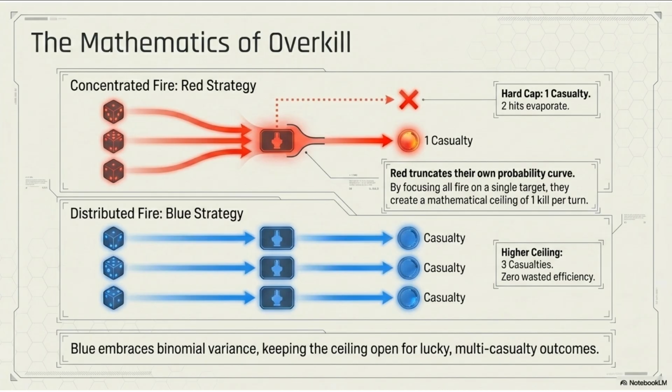Advantage red. But look at what red actually achieved. They killed 1 unit. They inflicted exactly 1 casualty. Because even if all 3 of your soldiers rolled a hit, you can't kill Ryan 3 times. Those extra hits are just wasted. They evaporate. It's overkill. I see. It's an efficiency cap. Red has a ceiling of 1 kill per turn, no matter how lucky they get.